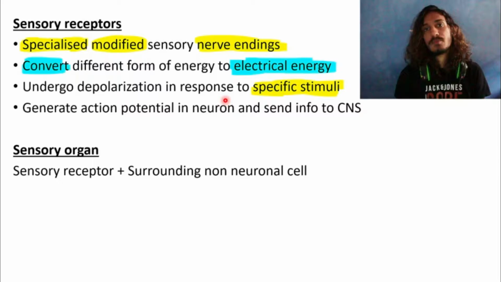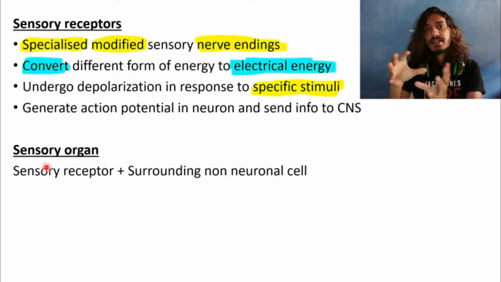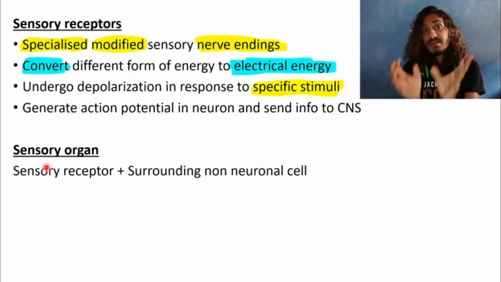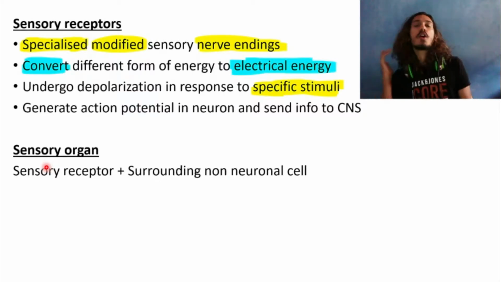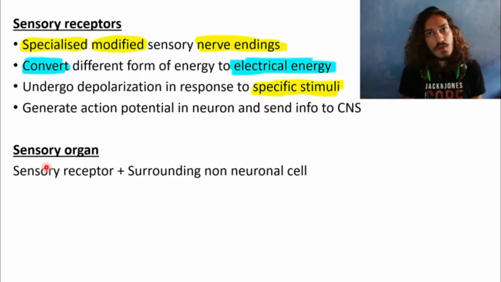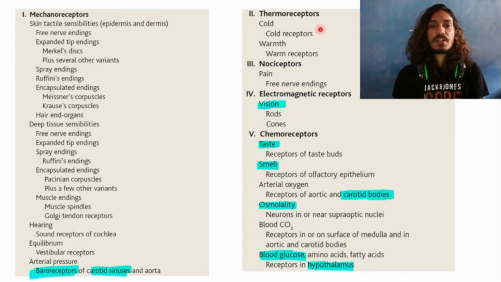There is also something called a sensory organ. The sensory receptor, along with the non-neural cells surrounding it, forms a sensory organ. Sometimes it's called a complex. So the sensory organ or sensory complex includes your sensory receptors along with the non-neural cells that surround them. Now we'll take a brief look at this table.